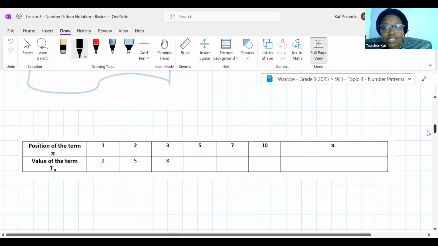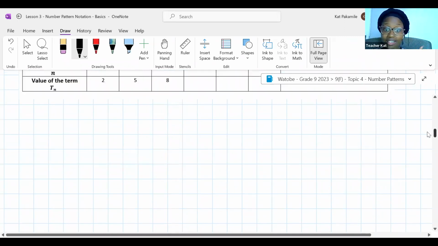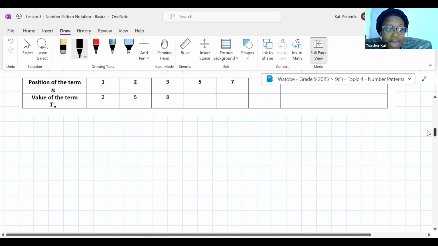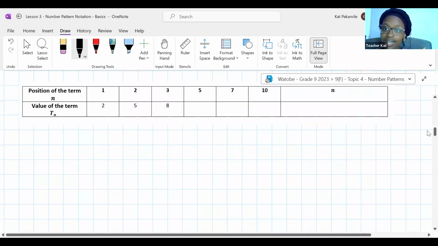So we're going to do the same thing we were doing. This time we're just putting it in a table and we have to find TN. Now there is an official formula for TN, but for now I prefer we just use our method that we used last week. Now let's talk about the number pattern on the screen. Hands up, what's going on in that number pattern?